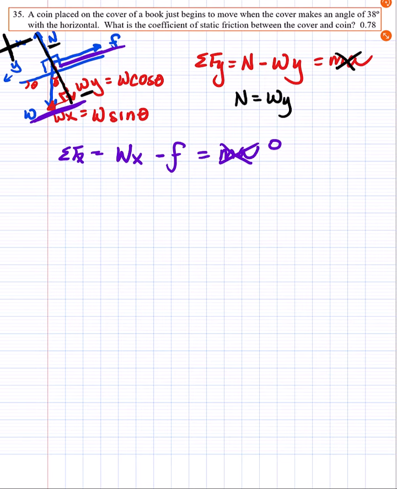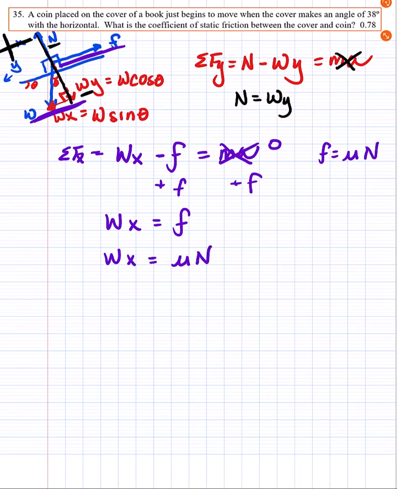Why? The problem says just begins to move. So to just begin to move, it needs to overcome static friction. So now my equation is wx minus f equals 0. I'm going to add friction to each side. So wx is equal to friction. And what did we say friction was equal to? Generic formula for friction is mu n. So wx is equal to mu n. And what is n equal to? wy. So wx equals mu wy.